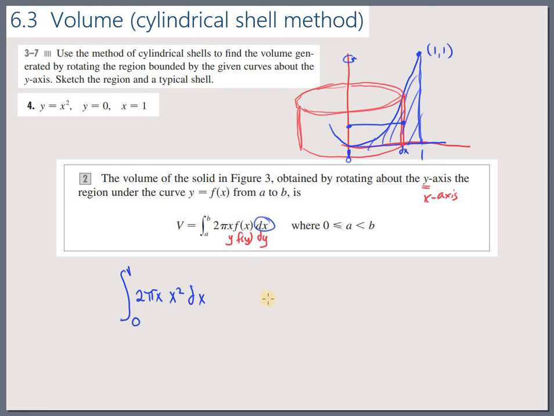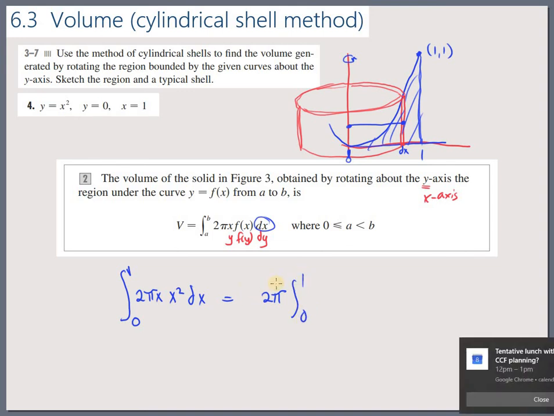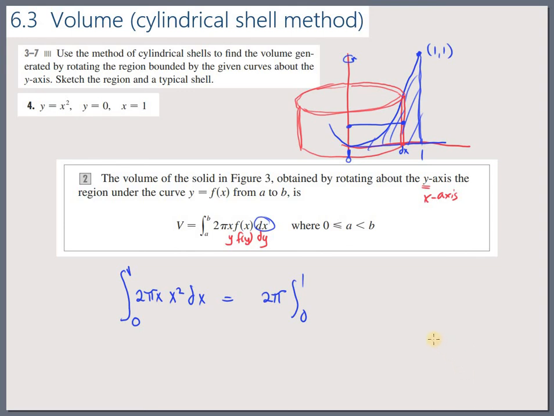Okay, and now this is a pretty easy integral to do. I can just clean it up a little bit algebraically. 2 pi is a constant, so I'll move that out front. And we're looking at the integral from 0 to 1 of x cubed dx. Like I said, not a hard integral to do right here. This will be 2 pi times 1/4 x to the 4th, evaluated from 0 to 1.